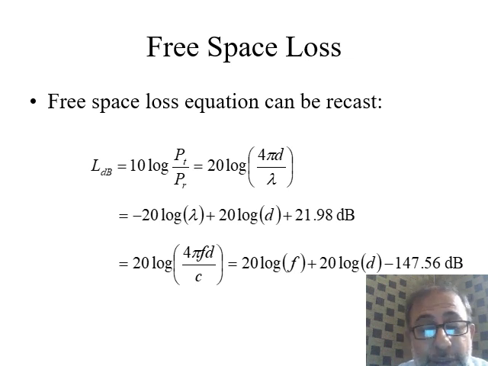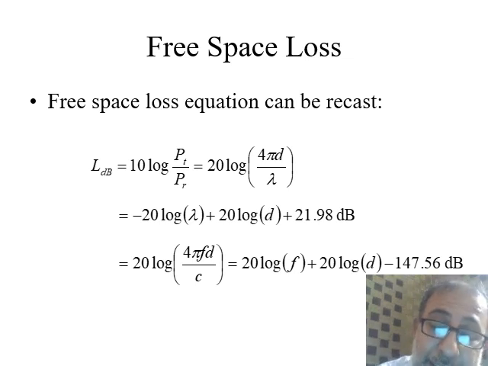But if we convert it to f and c, it would become 20 log of 4 pi f d over c, and it would be 20 log of f plus 20 log of d minus 147.56. And what is 147.56? How did it come up? Actually, it is 20 log of 4 pi over 3 into 10 to the power 8.